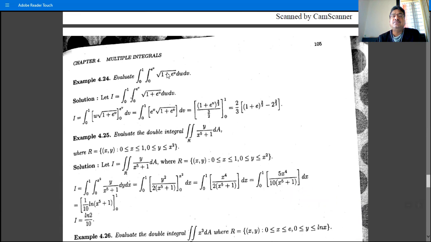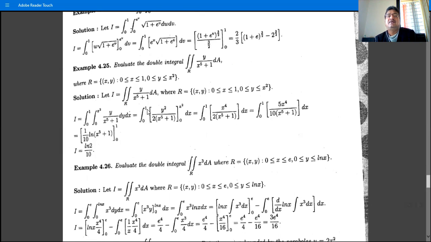0 to 1, e raised to v, root e, 1 plus e raised to v dw dv. That is, 0 to e raised to v is the limit on w. So integrate first with respect to w. So this quantity is constant, 1 plus root 1 plus e raised to v. So its integration is this quantity into w. Then upper limit, lower limit, and then substitute 1 plus e raised to v as t, and then its derivative e raised to v into dv is dt, and by using this we have this answer, value at upper limit minus value at lower limit.